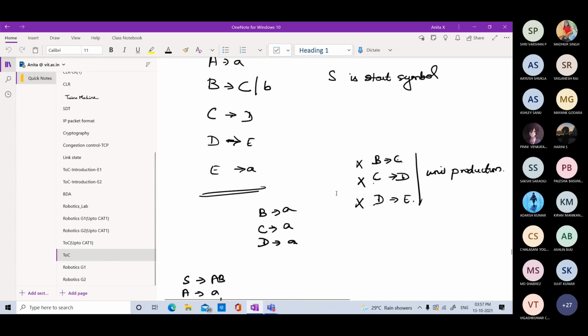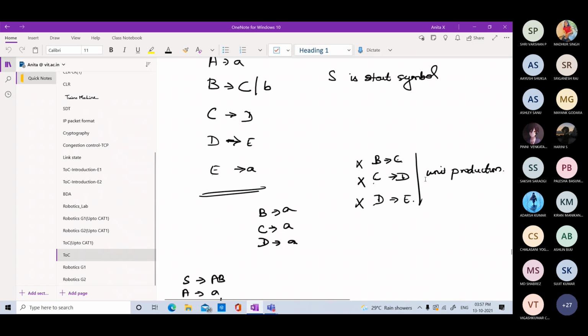So, again, D is a unit production. So what should I do? I have to eliminate this first. So how to eliminate productions of D? Instead of D derives E, I have to place all the productions of E here. So what will I be getting? D derives E. Okay, D derives E.